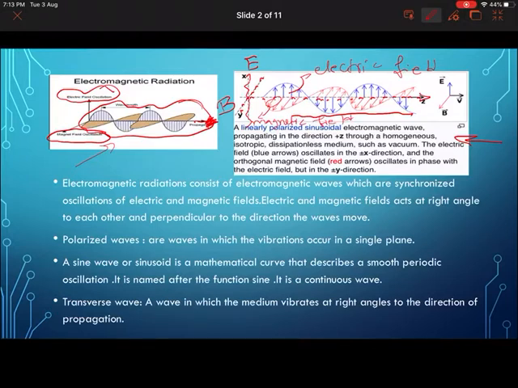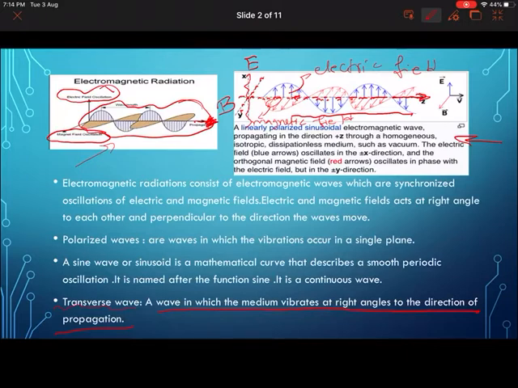Electromagnetic radiations consist of electromagnetic waves, so electro and magnetic, which are synchronized oscillations of electric and magnetic fields. They act at right angles, perpendicular to each other. Both of them act perpendicular to the direction of propagation of the wave. That's why we say that these electromagnetic radiations are transverse waves. A transverse wave is a wave in which the medium vibrates at right angles to the direction of propagation.